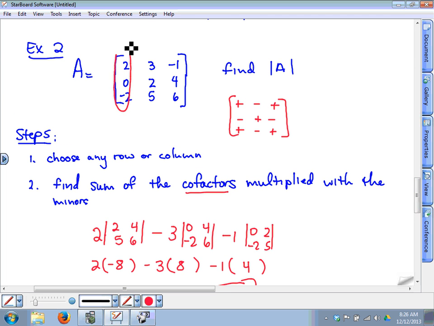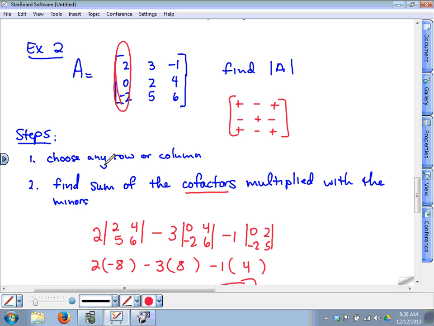Now let's do the same problem using this column. Not just to prove that any row or column would work, but this column in particular contains 0 as one of its entries. Why would it be such a good idea to choose a row or a column that contains a 0? If we use 0 as a cofactor, wouldn't that eliminate one entire piece of this? Because 0 times any minor is going to be 0.